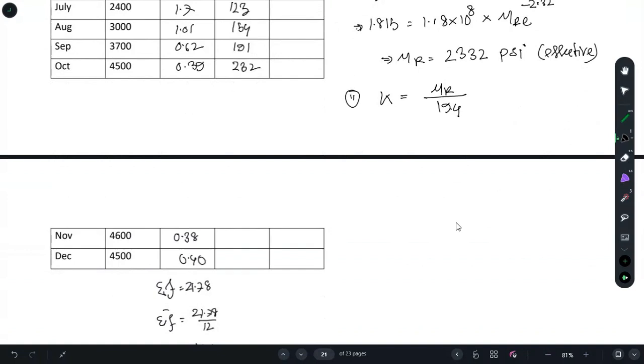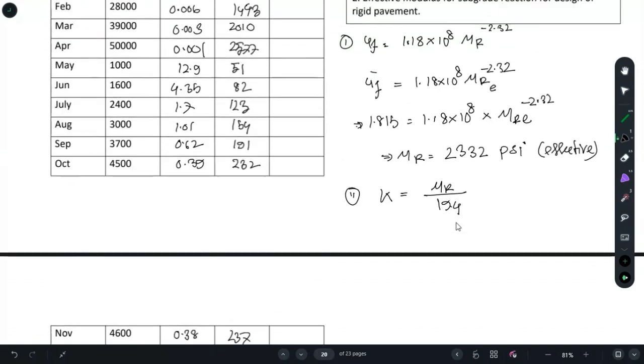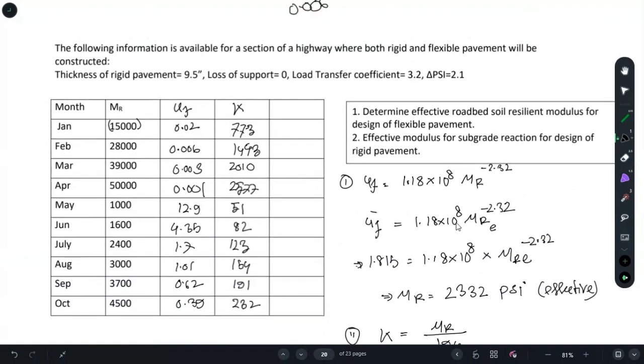One is November, and for that I have an MR value of 4600, so I'll get a value of 237. And for the month of December, I have an MR value of 450, and for that I have a K value of 232. So this is the subgrade reaction for a particular month.